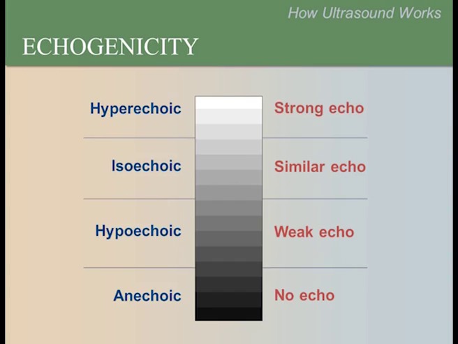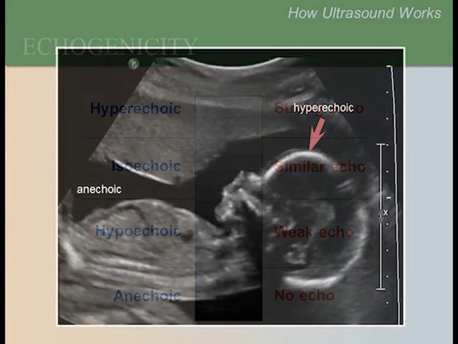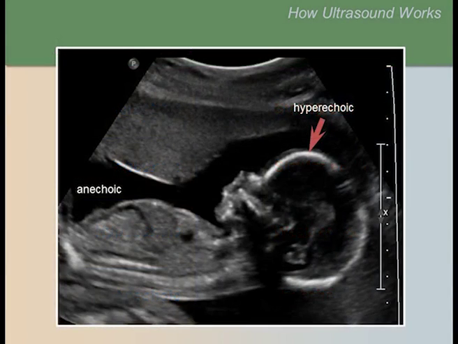Isoechoic and hypoechoic are shades of gray between the white hyperechoic and the black anechoic. We will discuss these terms more in the hands-on sessions. In this image, the amniotic fluid is anechoic and the skull is hyperechoic. What does that tell us about the echoes in these 2 areas?